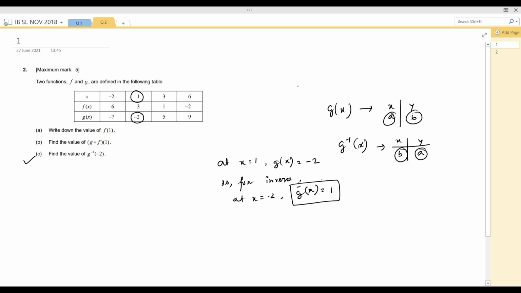It is very important to swap the values. After swapping, the x and y values are interchanged. That's why the value of x goes to the value of y and the value of y goes to the value of x. This is the fun of inverse functions. So in this way, the value of g inverse of minus 2 is nothing but 1. So this problem is also done.